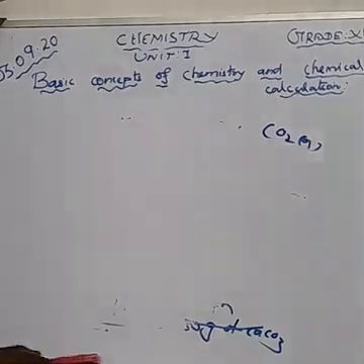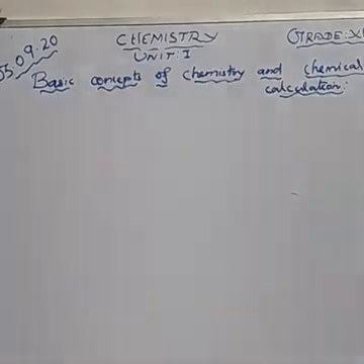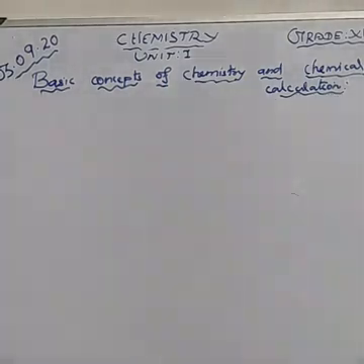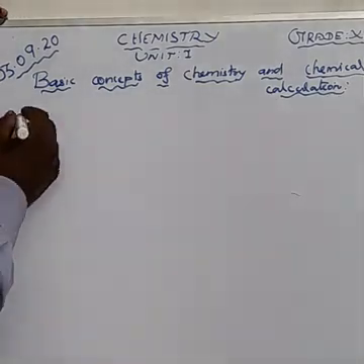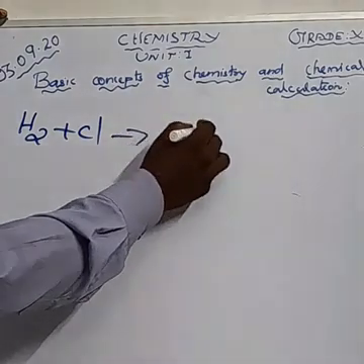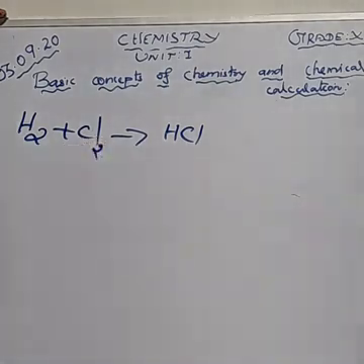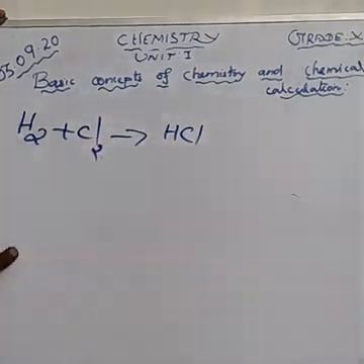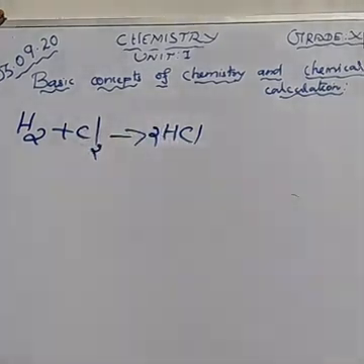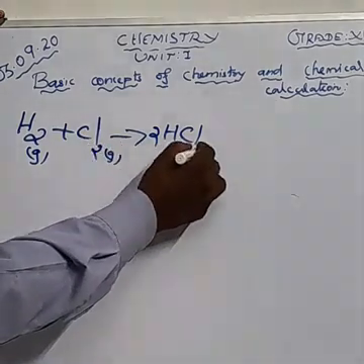Hydrogen combines with the chlorine to form HCl. First, you should write a stoichiometrically balanced chemical equation for the formation of HCl. Hydrogen combines with the chlorine, we get HCl. Now, is the equation balanced or not? No, not balanced, because here I have 2 hydrogen, 2 chlorine, here I have only 1, so make it 2 here. Now the equation is balanced. These are all gaseous state.